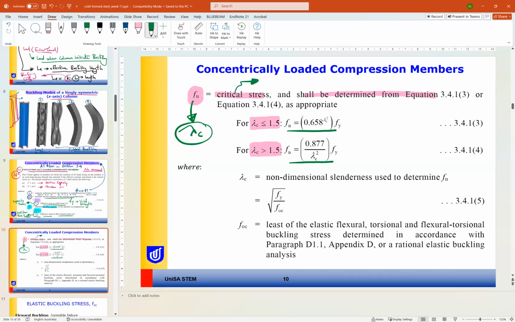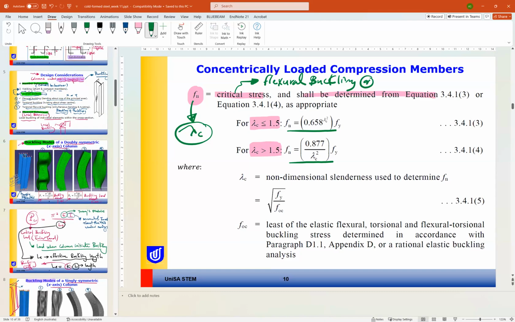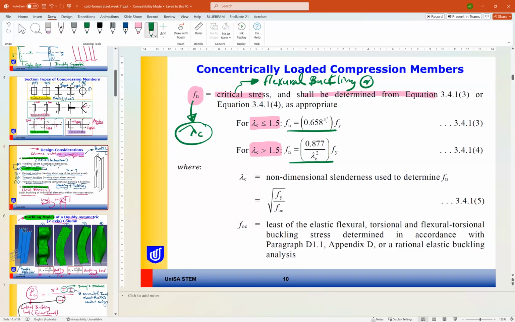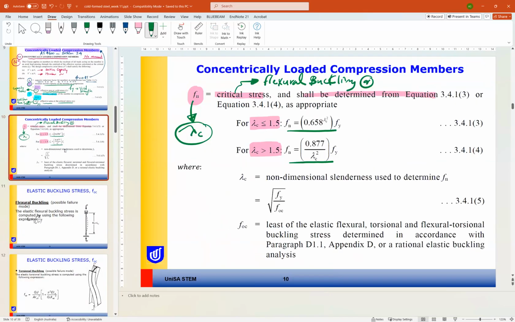This critical stress can be due to the flexural buckling case, or what is the second case, if you remember here? Torsional buckling or torsional flexural buckling. So the critical stress will be the most critical stress from these three: flexural buckling, torsional buckling stress, or flexural torsional buckling.